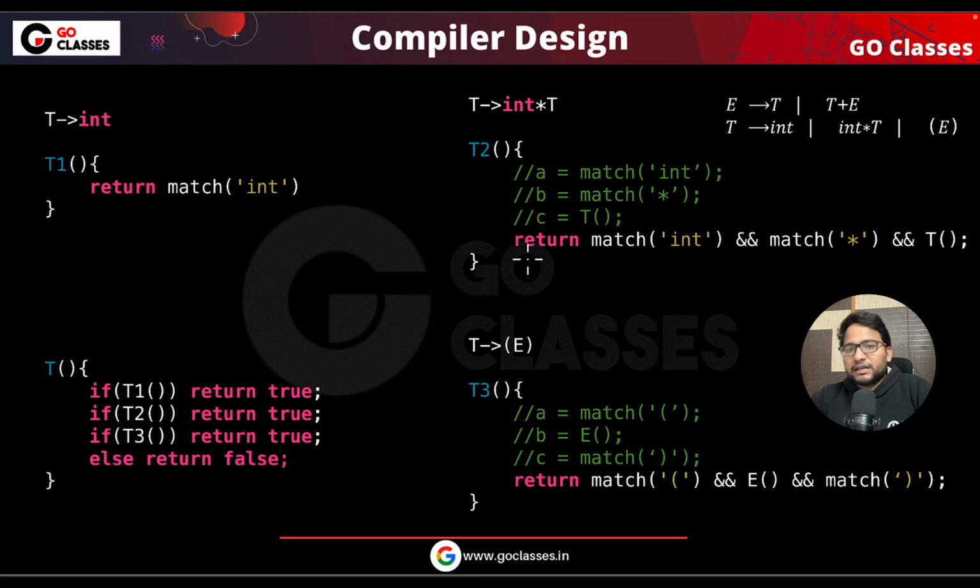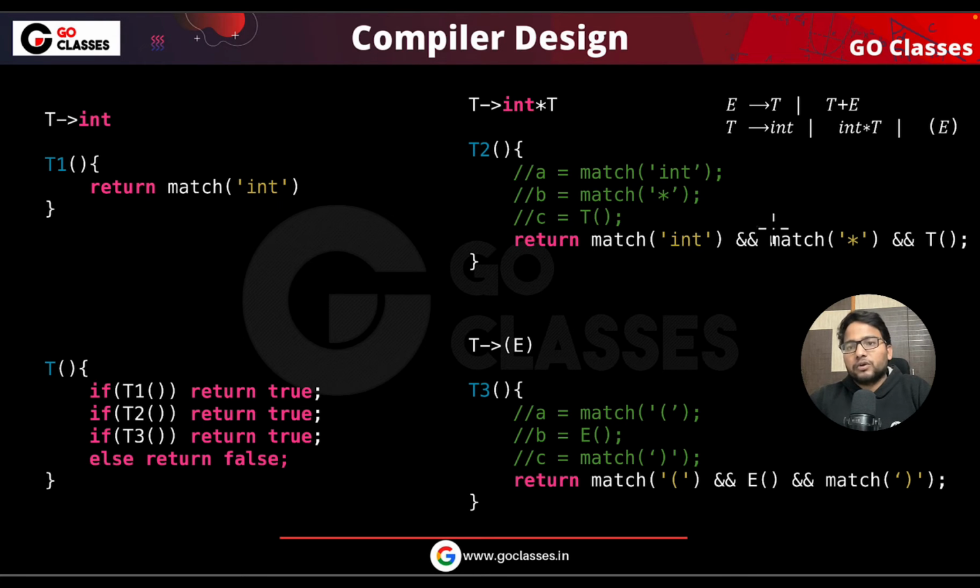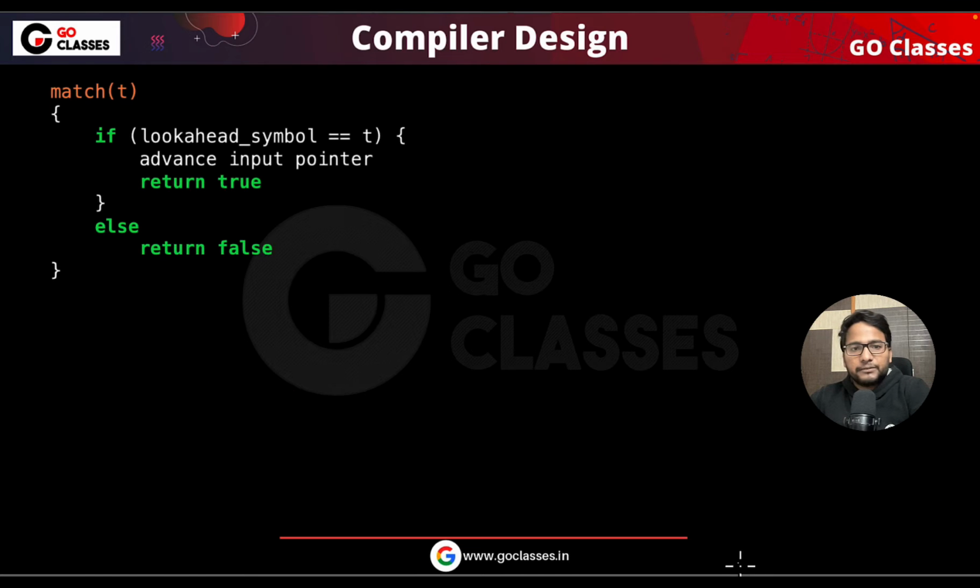Otherwise, it should be something like this. If it is matching with int, then you will not be calling others. You will not be calling match star and this. I'm assuming this is C programming code, which means that if this is false, then after this, whatever is written won't be executed. So anyway, let's just start with question number 1, what it is saying.